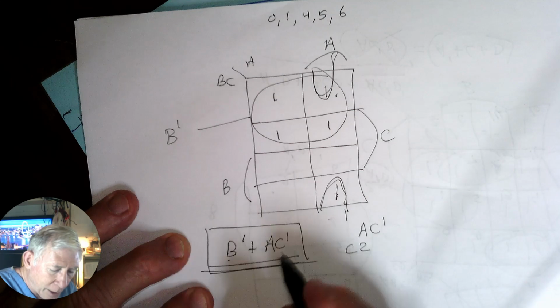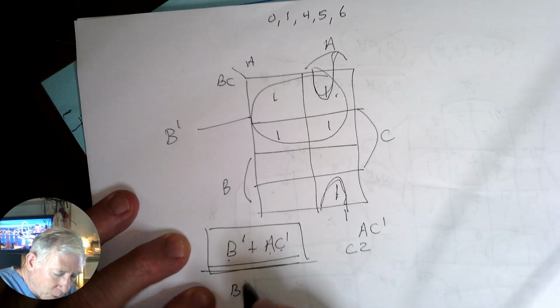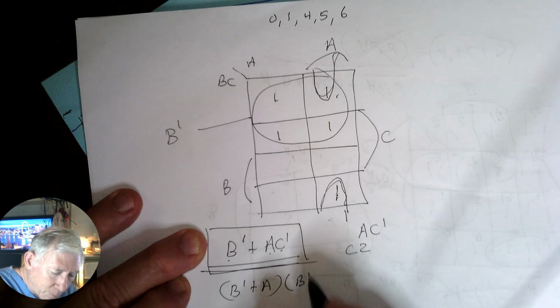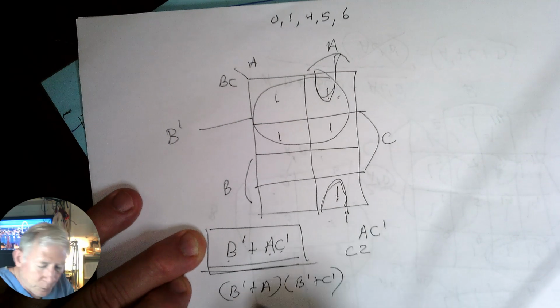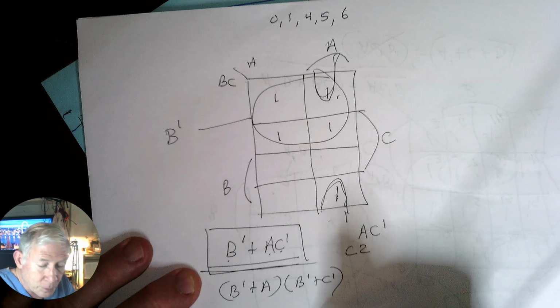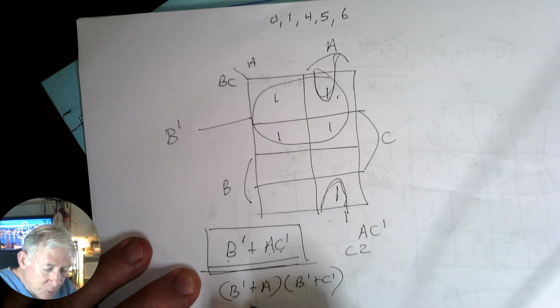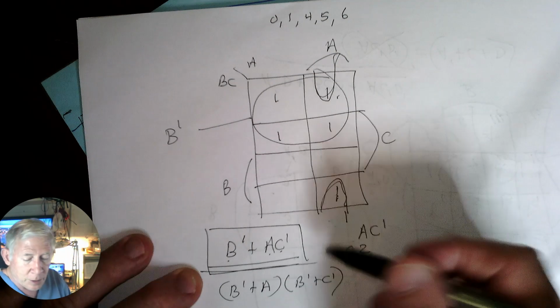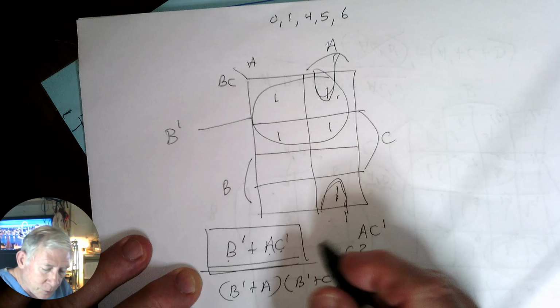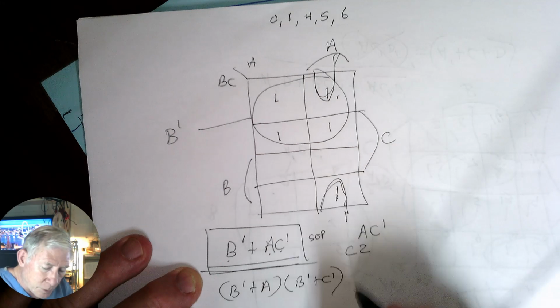We let this be x, that's y, z, and we have b prime plus a quantity times b prime plus c prime. Normally we'd write that a plus b prime to keep it in alphabetical order, make it easier to read. That's the SOP. And if we look at it, we see that that's the POS. So this is SOP form, this is POS form.